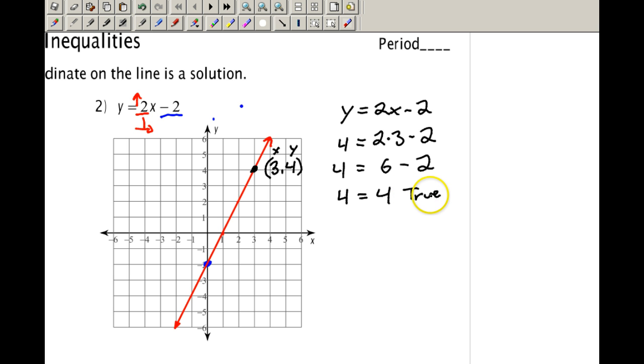And what does this actually mean? Okay, and this is probably the most important part. It means that 3, 4 is a solution because it came out to be something true. And you can pick any point. Some of you might say, well, I'll pick something with a 0 in it because sometimes multiplying by 0 and adding 0 is a little bit easier. So that's fine.